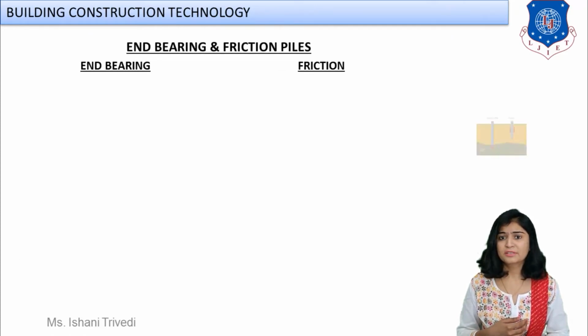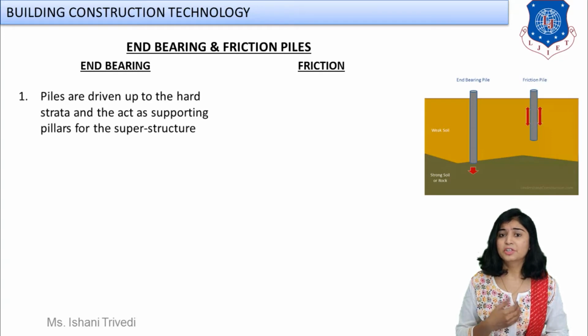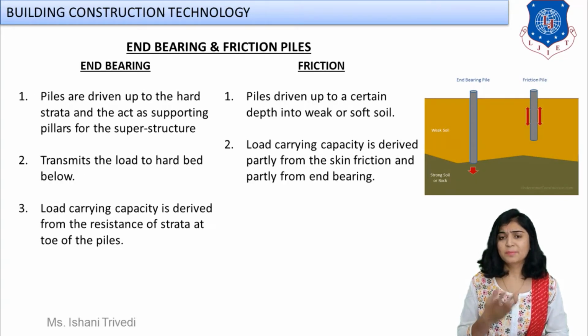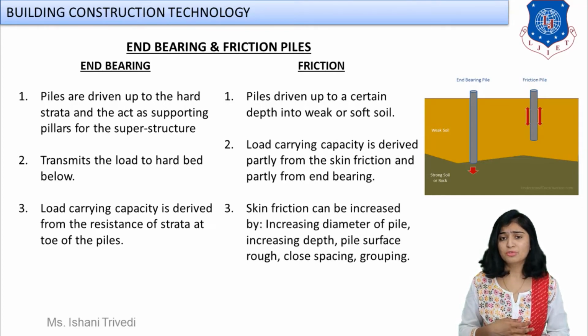So let us first discuss the difference between end bearing and friction pile. I think you will be able to write down the points on your own also. The very first point is that the pile member is inserted up to the hard strata.